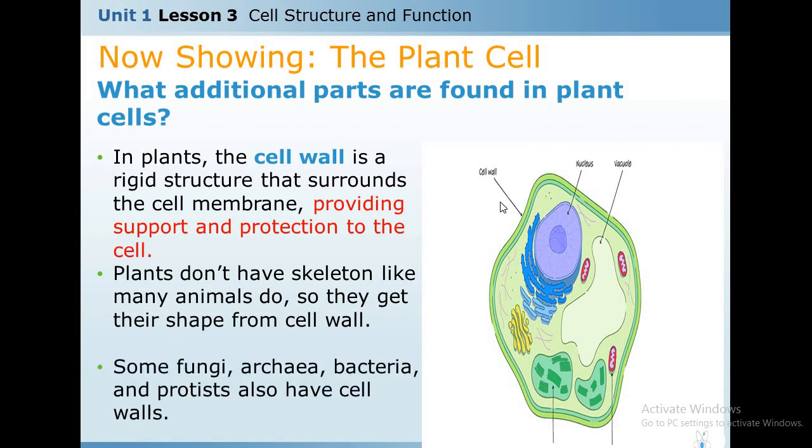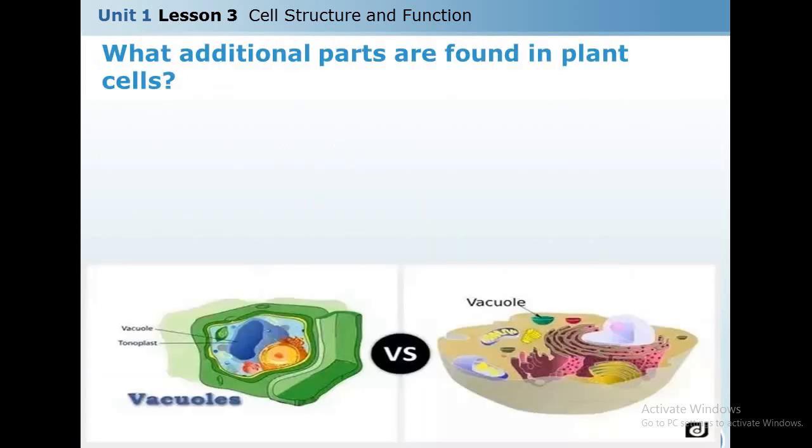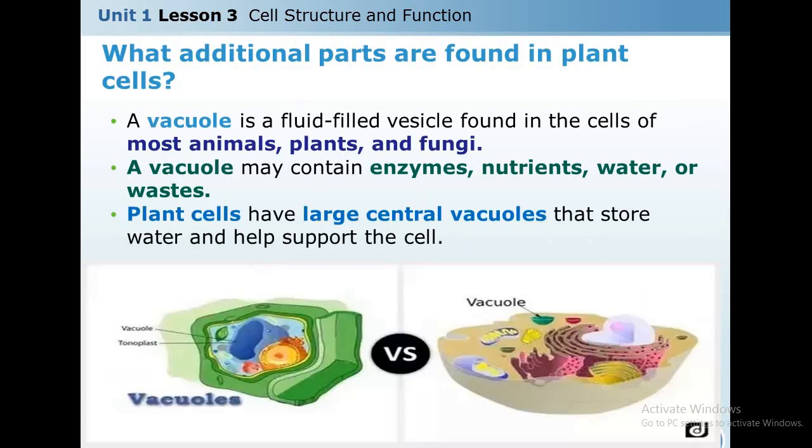Not only plants have the cell wall; some fungi, archaea, bacteria, and protists also have the cell wall. And we also have an organelle that's called the vacuole. What's a vacuole? It's a fluid-filled vessel found in most animals, plants, and fungi, and it contains water, nutrients, and enzymes. It's just like a sac inside the cell, found at the center, and it has fluid, water, enzymes, nutrients, or waste inside it.